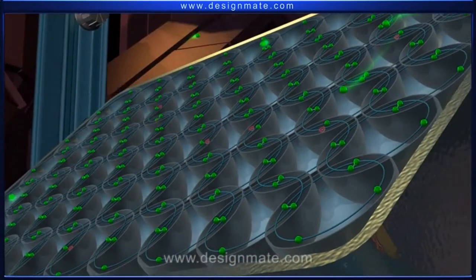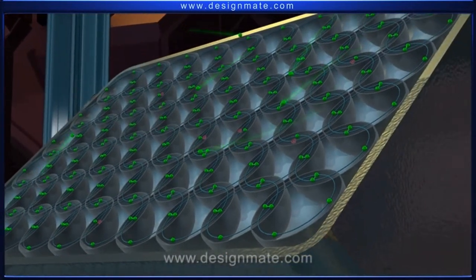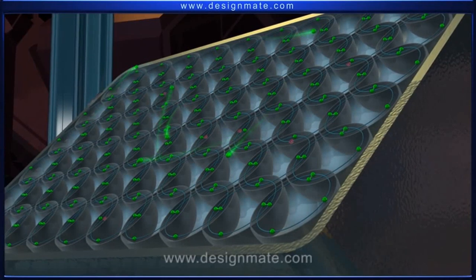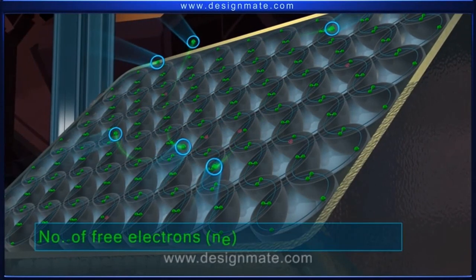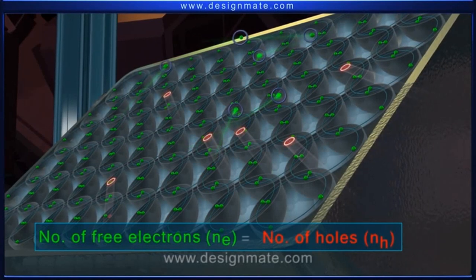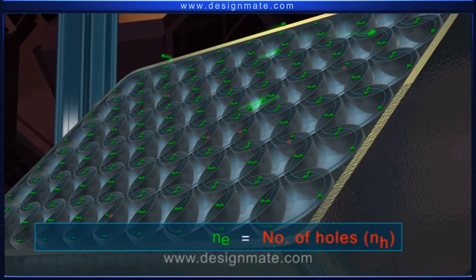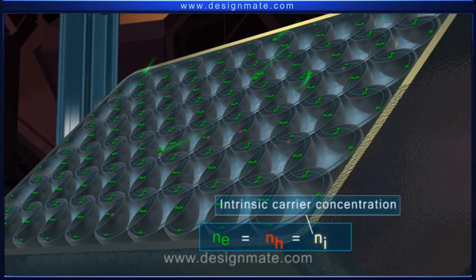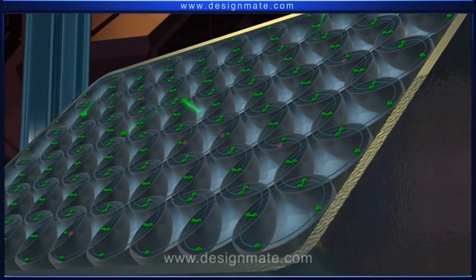The free electrons move randomly within the crystal and conduct electric current when the crystal is connected in a circuit. Here, the number of free electrons Ne equals the number of holes Nh. That is, Ne is equal to Nh is equal to Ni, where Ni is known as intrinsic carrier concentration.